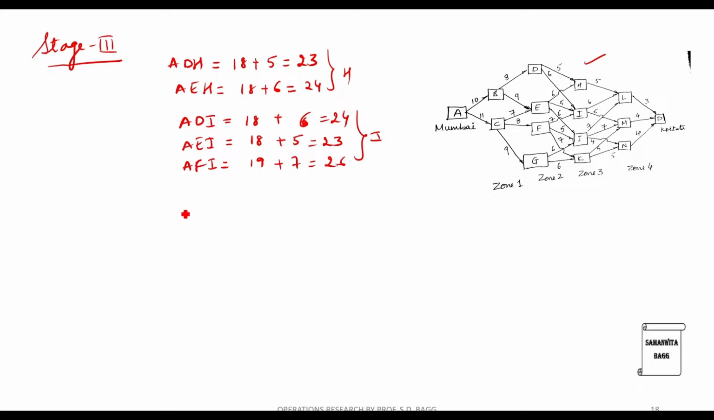Next I'll calculate for J. For going to J, you can go from AEJ, you can go from AFJ and AGJ.